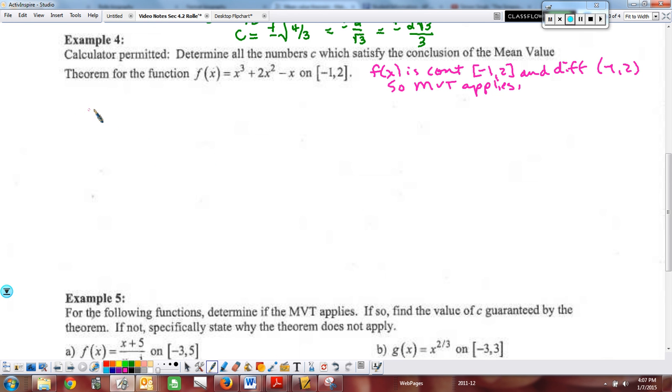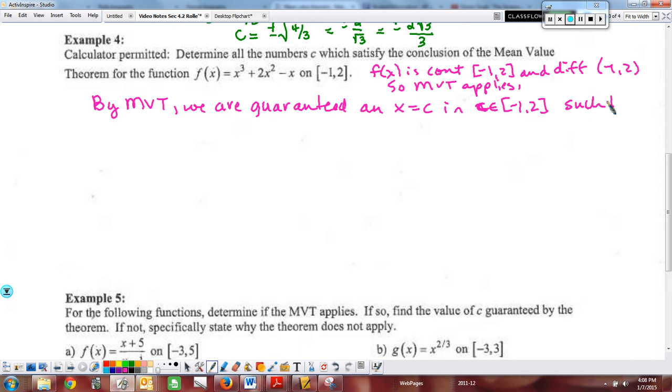By the mean value theorem, we are guaranteed an x value equal to c in the interval -1 to 2, such that the instantaneous rate of change at c is the same as the average rate on the interval. So our average rate would be f of 2 minus f of -1 all over 2 minus -1. So that's what we're guaranteed, some value that satisfies this equation.